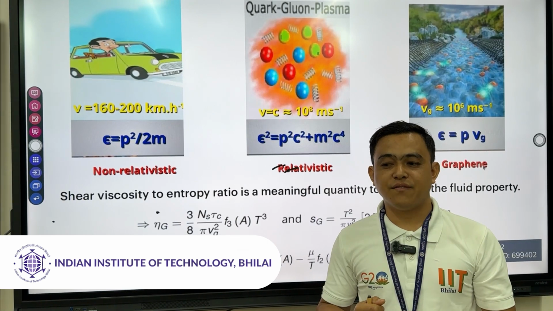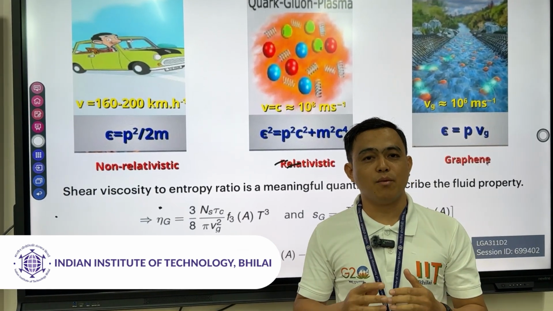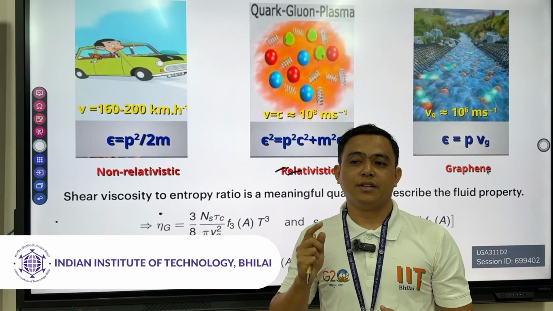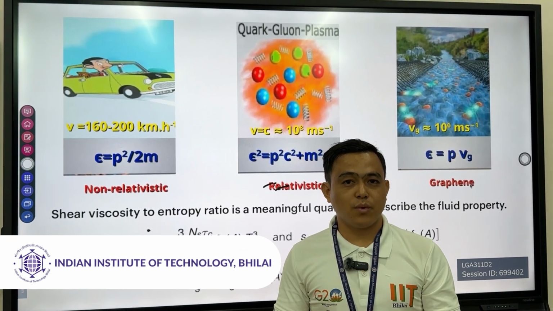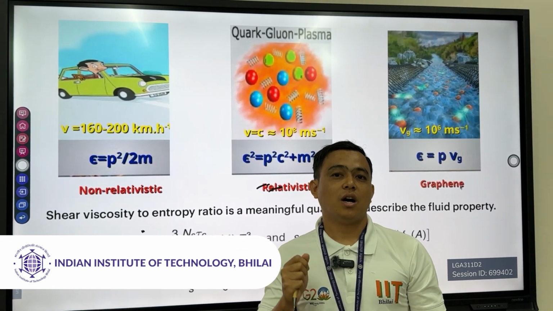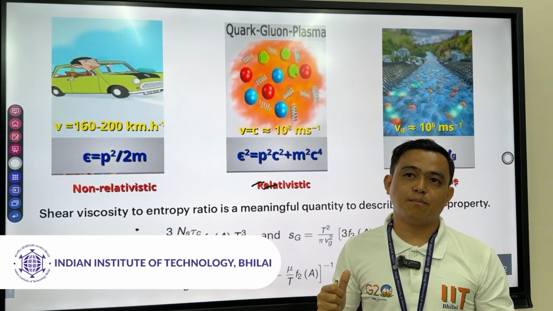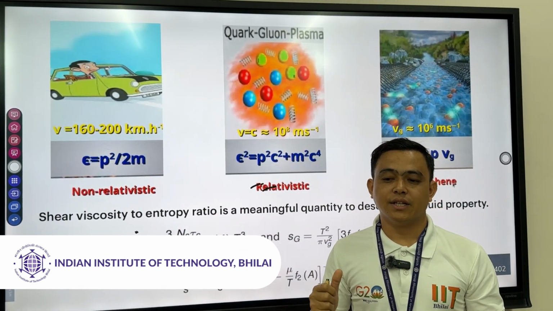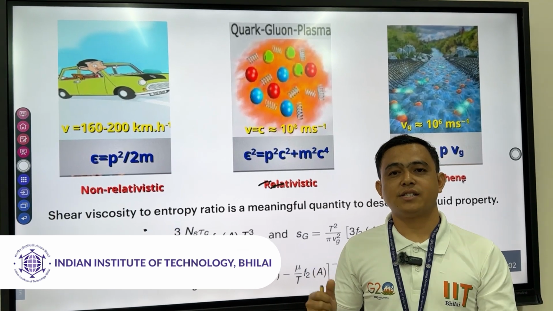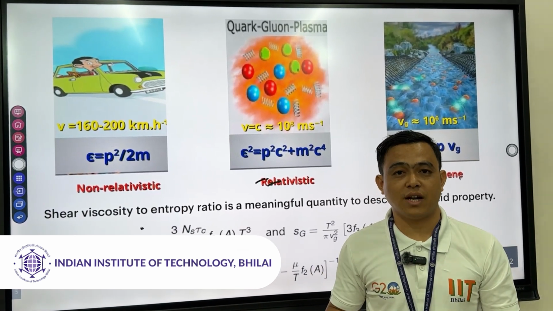Unlike the non-relativistic and relativistic energy momentum relations, there is another dispersion relation or energy momentum relation. This can be found in graphene. So its velocity is nearly the speed of light. It is 100 times smaller than the speed of light.